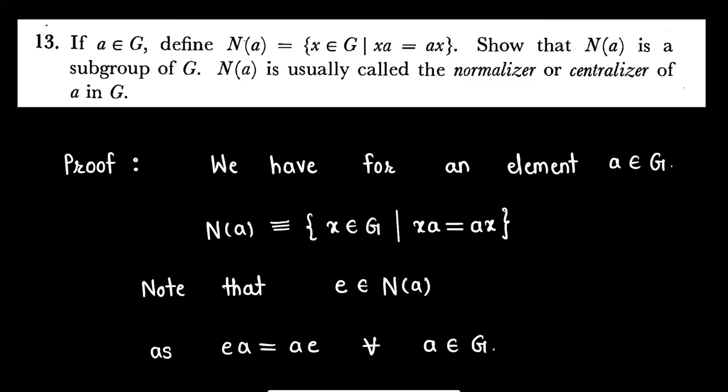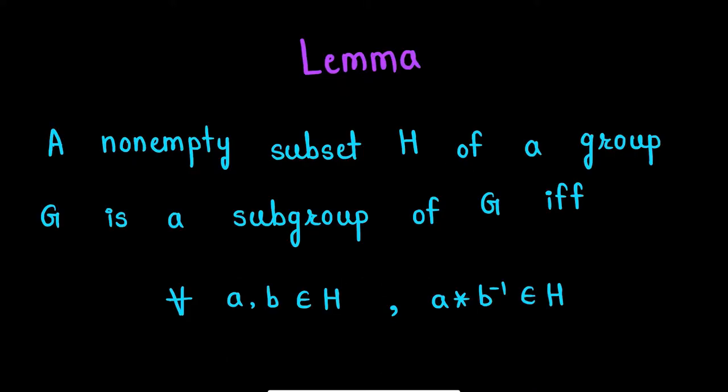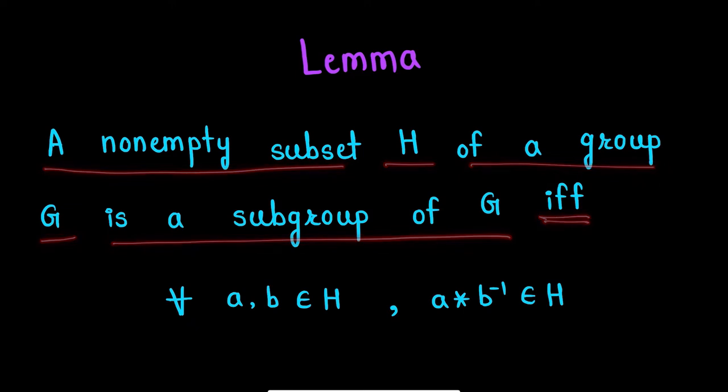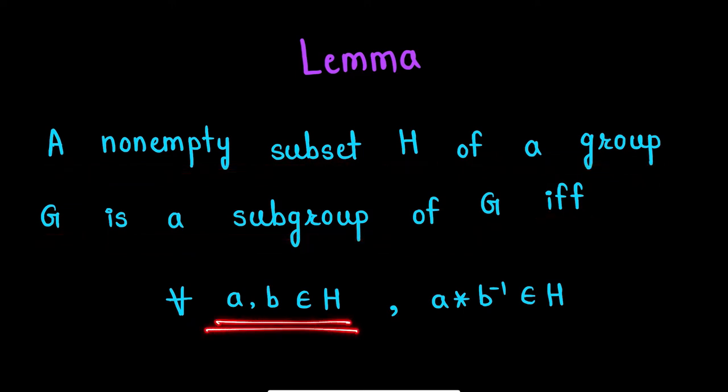In order to prove this result, we will use the following lemma. A non-empty subset H of a group G is a subgroup of G if and only if for all elements a, b in H, a * b inverse is an element of H.